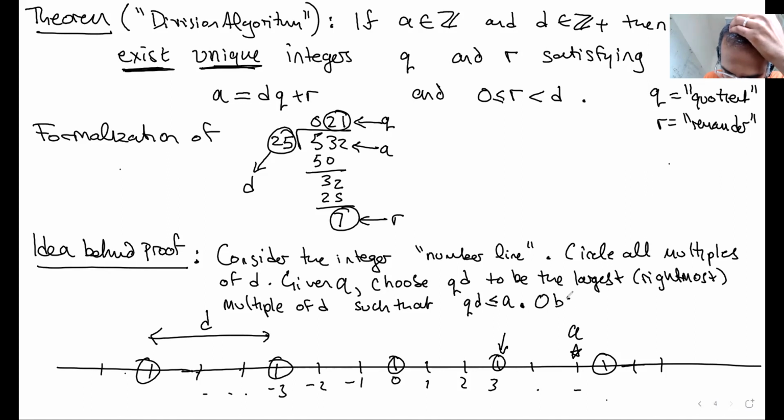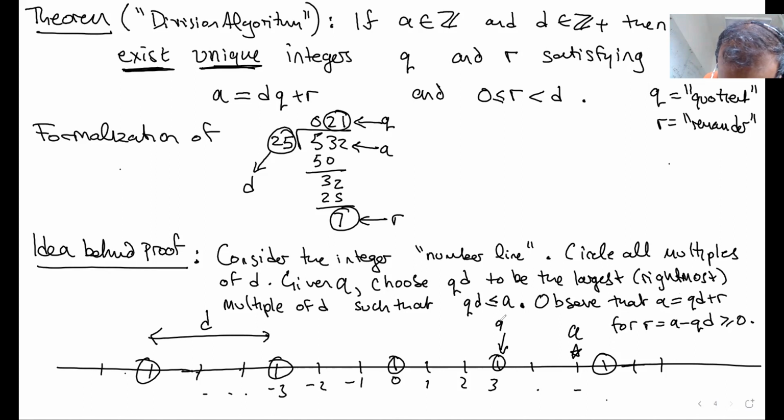So now observe that A is equal to QD plus R, for R just equal to A minus QD, which is non-negative because QD was less than or equal to A. So this is my QD, and R is just this difference. And clearly R is strictly less than D. Why is R strictly less than D? Well, if R was greater than D, then that would contradict our choice of Q. Formally you can say if R was bigger than D, then you could choose another multiple of D that's even closer to A. But from this picture, it's just clear that R is smaller than the gap between two of these circles. So R is less than D.